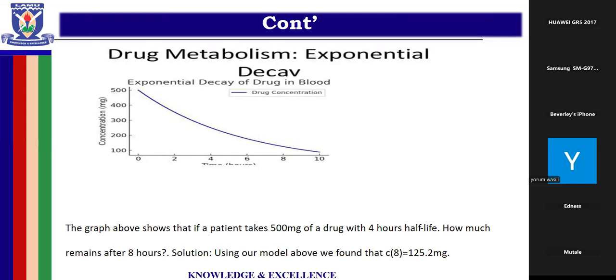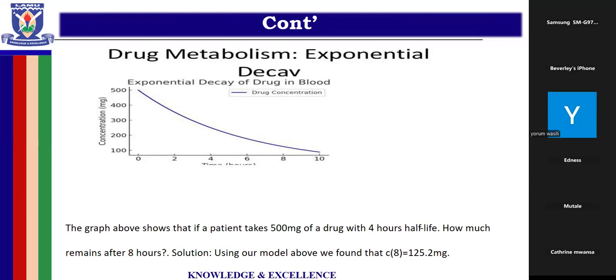So let's look at an example where we have 500 milligrams of a drug with a 4-hour half-life. How much will remain after 8 hours? Using our equation, we get that the concentration at 8 hours will be 125.2 milligrams. Now, you must be wondering how does this help doctors and medical professionals? This helps doctors calculate how many times you should take a medication, so that the concentration of the medication stays within a therapeutic concentration. It doesn't go above the limit or below the limit.